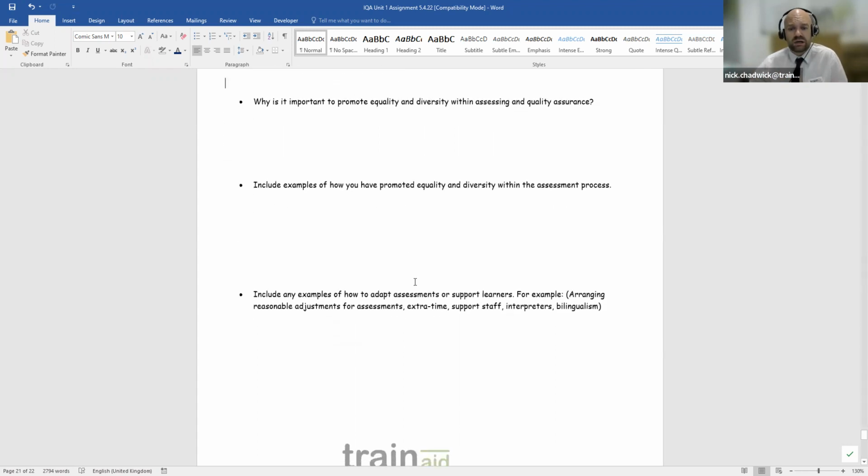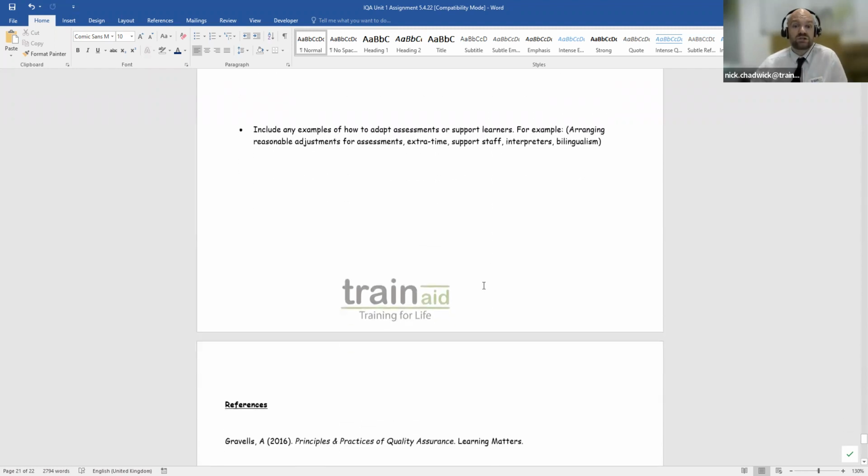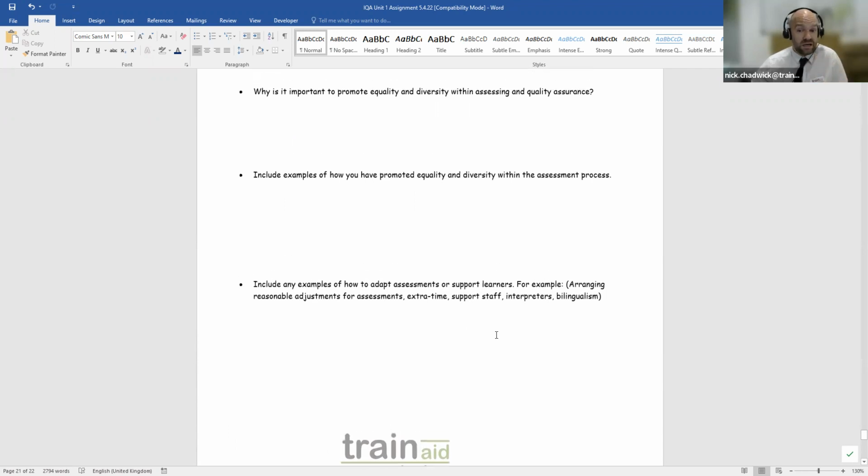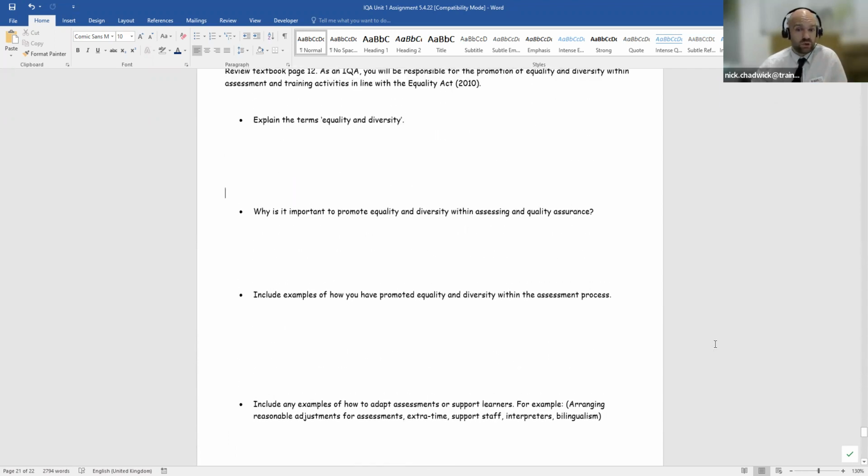So have a look at textbook page 12, and we'd like for you to include your own examples of how you have promoted equality and diversity within the assessment process. And do include any examples of how you have had to adapt assessment to support learners, such as arranging reasonable adjustments for assessments to provide extra time to learners, to provide extra support.